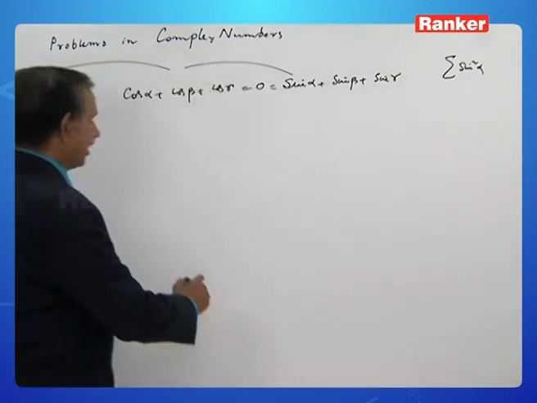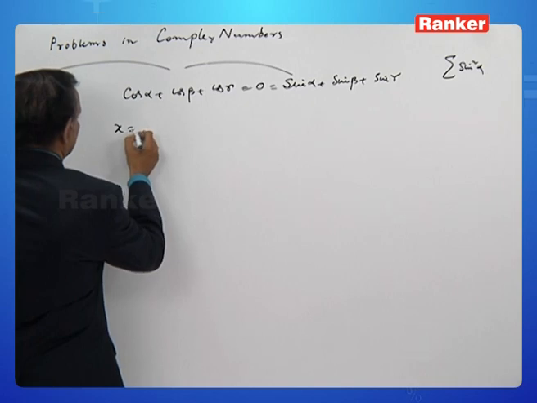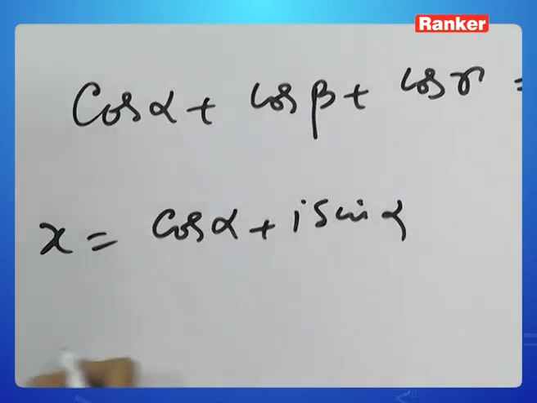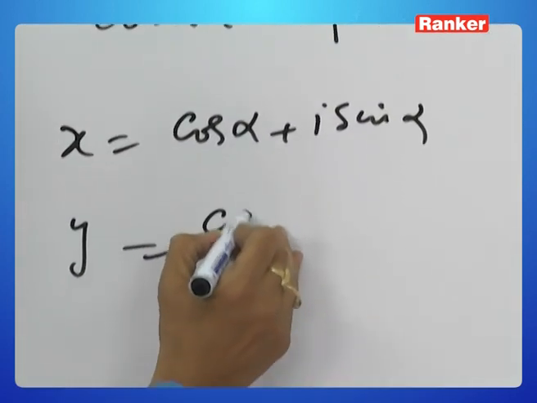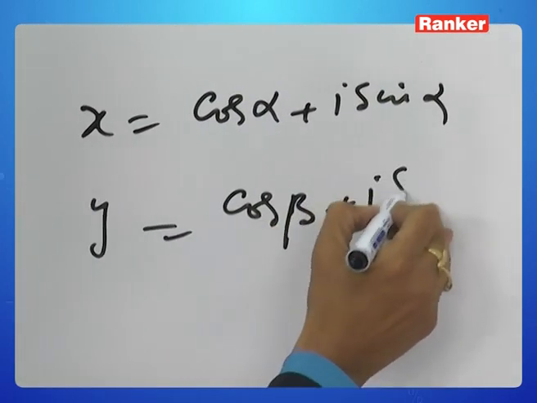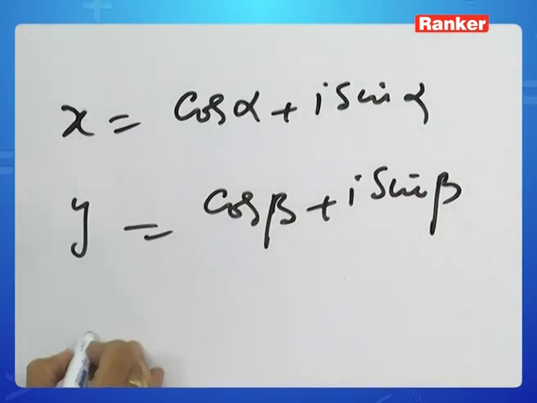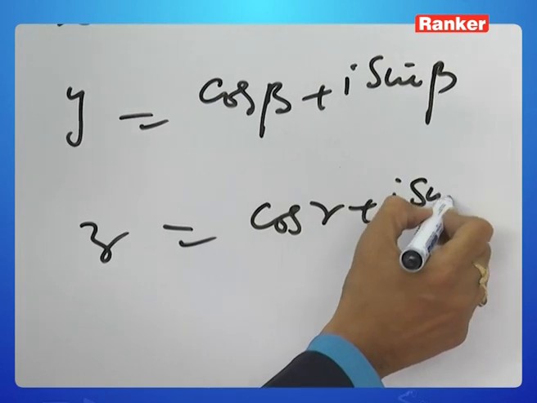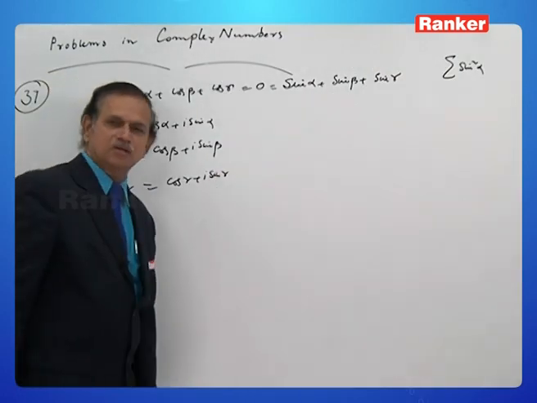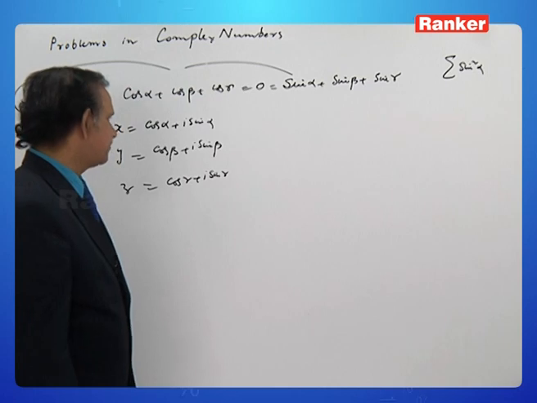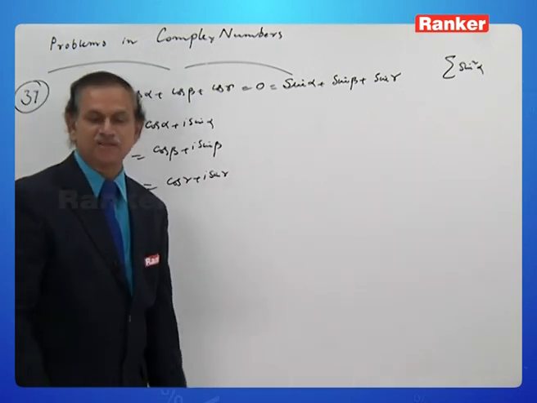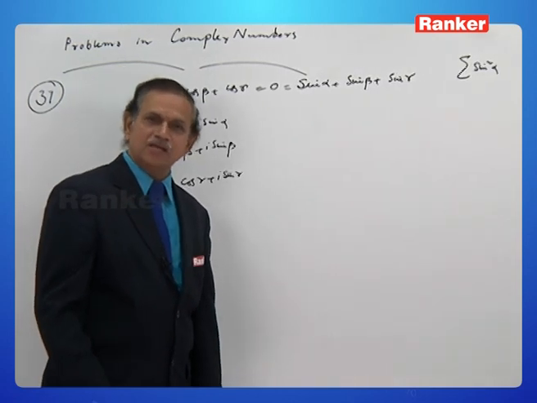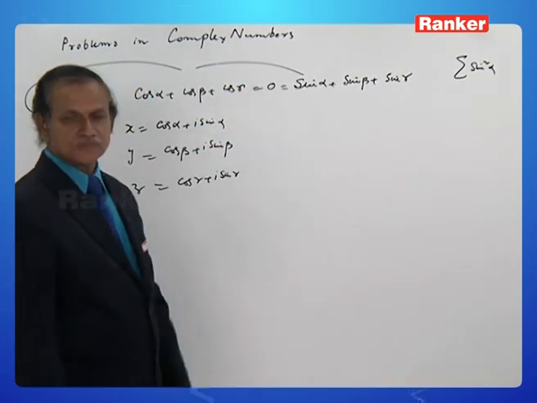Now, let me take x is equal to cos alpha plus i sin alpha, y is equal to cos beta plus i sin beta, z is equal to cos gamma plus i sin gamma. Let me consider three complex numbers with real parts cos alpha, cos beta, cos gamma, and imaginary parts sin alpha, sin beta, sin gamma, respectively, so that I may be able to use the given items.